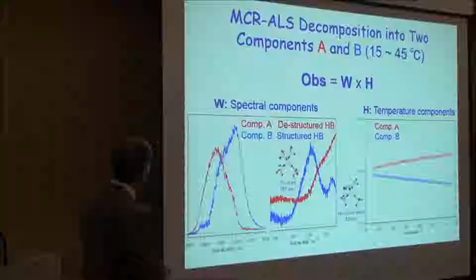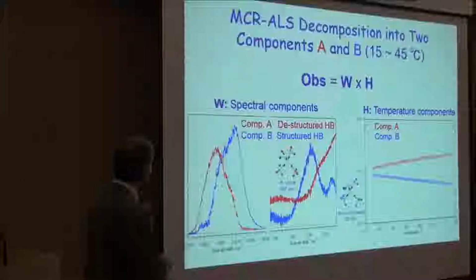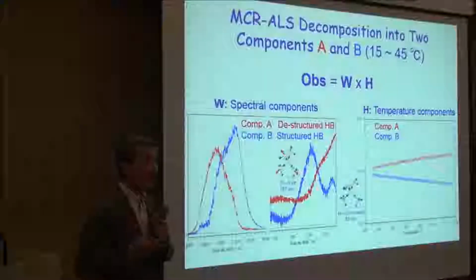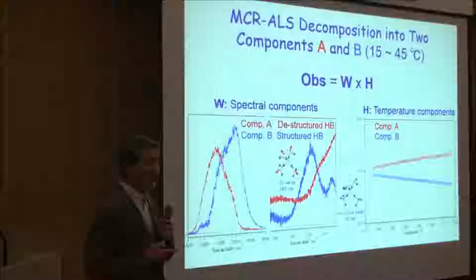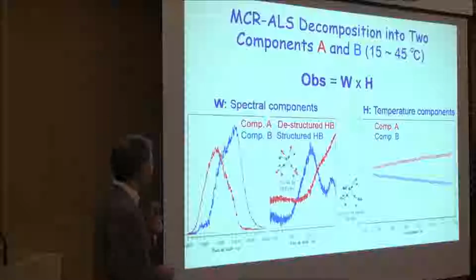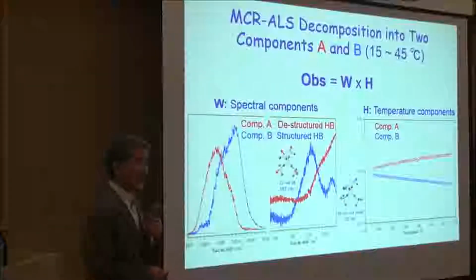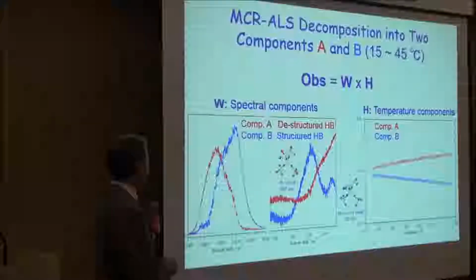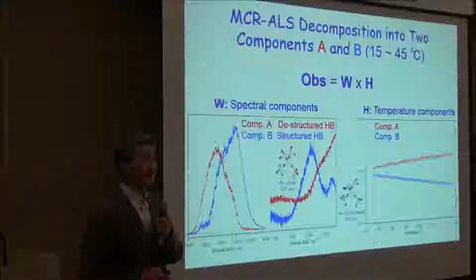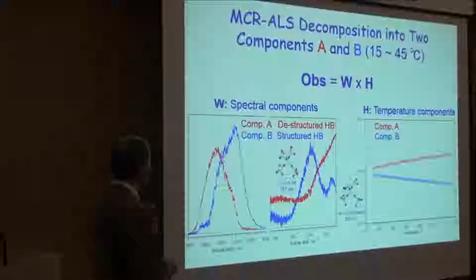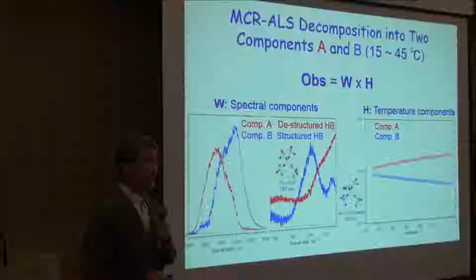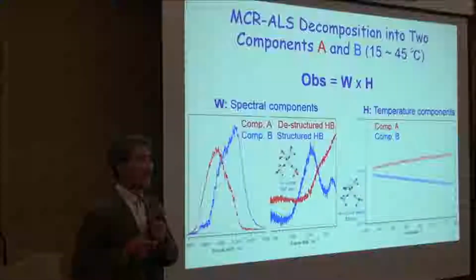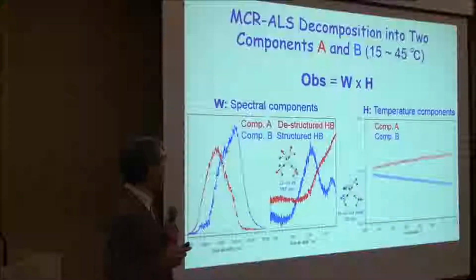This wave number is about 3,500. This is obviously hydrogen bonded. So there is no hydrogen bonded water here. So both are hydrogen bonded, but one with structure and the other without structure. So we call component A the destructured hydrogen bonded water, and B the structured hydrogen bonded water. Okay? But this is really consistent with existing analysis of the two-component system.